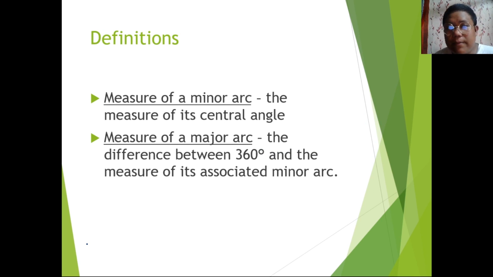The measure of a minor arc is the measure of its central angle. So the measure of the minor arc comes first, equal to the measure of the central angle. The measure of a major arc is the difference between 360 degrees and the measure of its associated minor arc. So 360 degrees minus the measure of its associated minor arc equals the measure of the major arc.